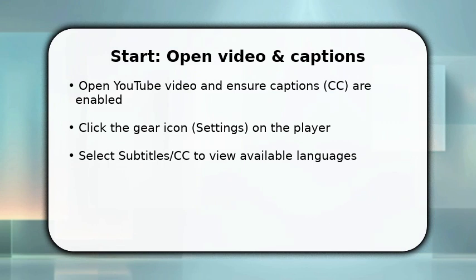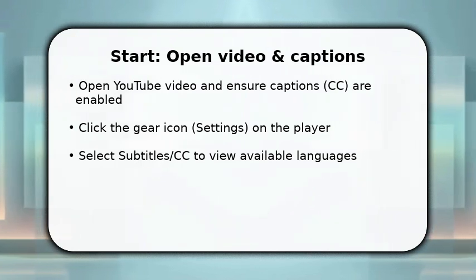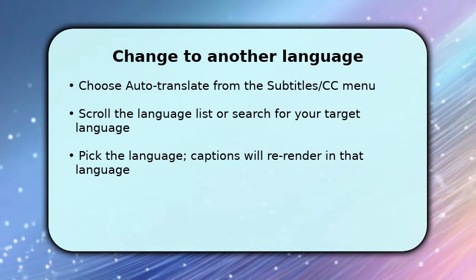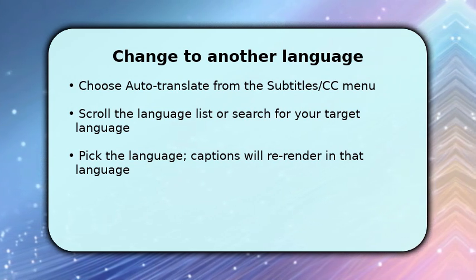Once selected, pause and note the exact subtitle label, because you'll need it for the next step, where automatic translation is applied. Now that you've selected the base subtitle track, choose Auto Translate from the Subtitles/CC menu. This applies YouTube's translation layer.